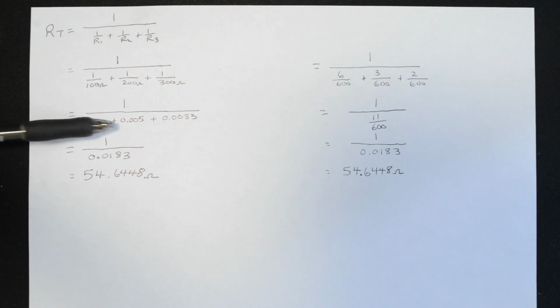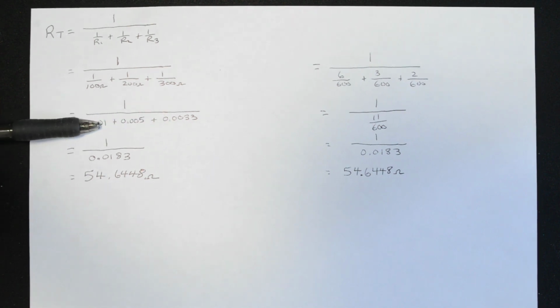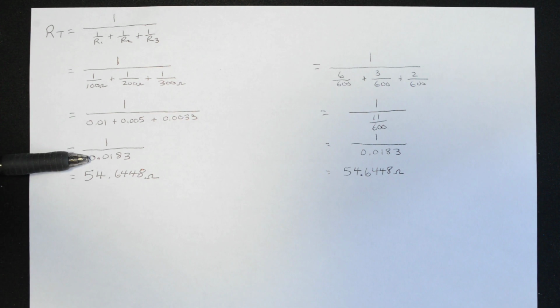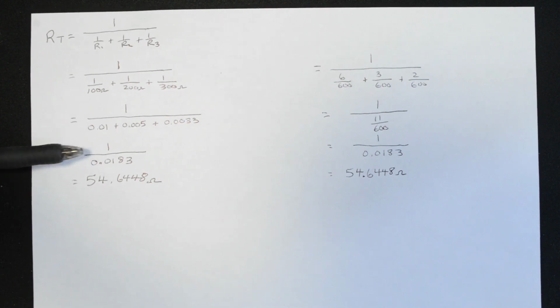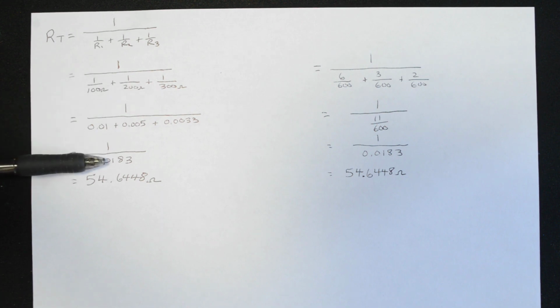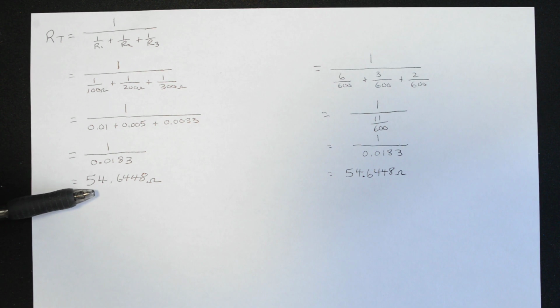So when we add these three up, remember to do that first. Add these three up and get one bottom number, and then it's just simply you do with this fraction what you did to the smaller ones here. 1 divided by 0.0183, 54.6448 ohms. More than accurate enough for what we're doing.